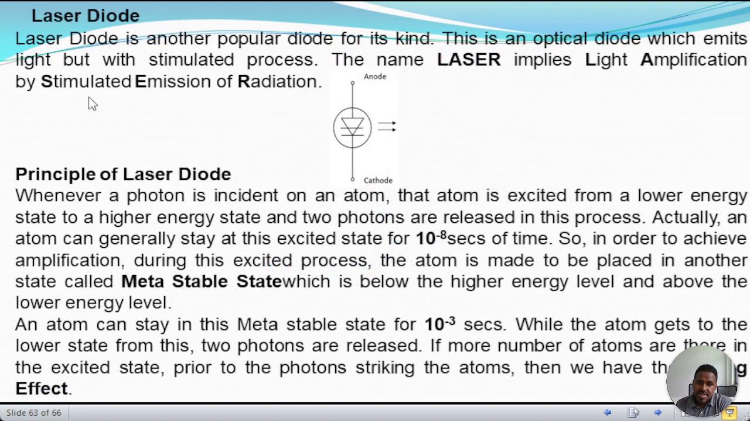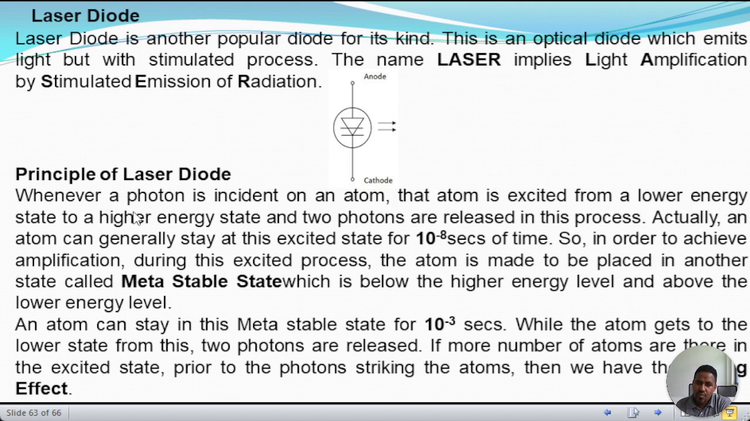Let's see the laser diode. A laser diode is another popular diode of its kind. This is an optical diode which emits light, but with a stimulated process. The name laser implies light amplification by stimulated emission of radiation. So the symbol of the laser diode looks like this one.